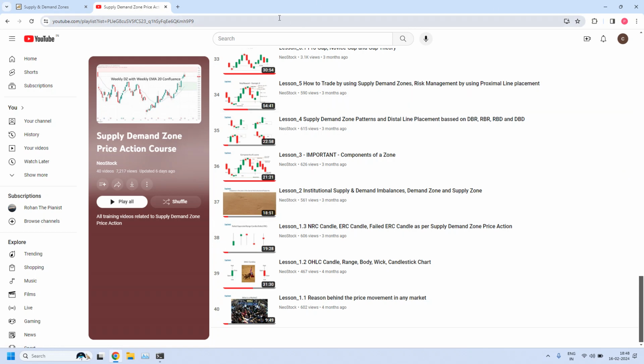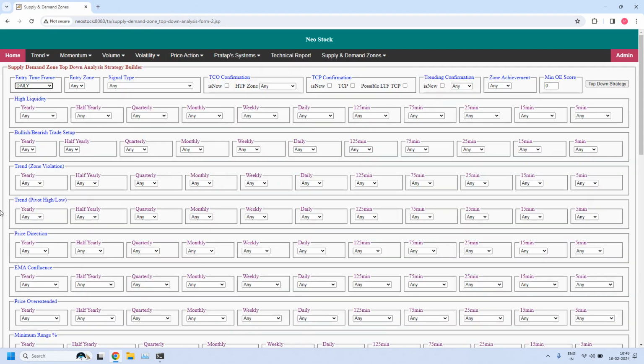Now let us get into report generation for monthly income trade and weekly income trade. Let us generate bullish trade setup for monthly income trade. In monthly income trade, lower time frame zone, LTF zone is daily. So our entry time frame should be daily. Because it is a bullish trade setup, our entry zone should be demand zone. And in the parameter bullish or bearish trade setup on daily time frame, let us select bullish. Now let us generate the report.